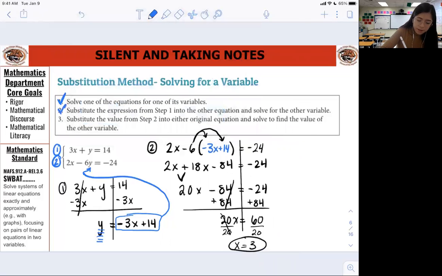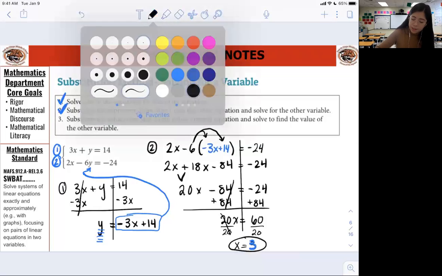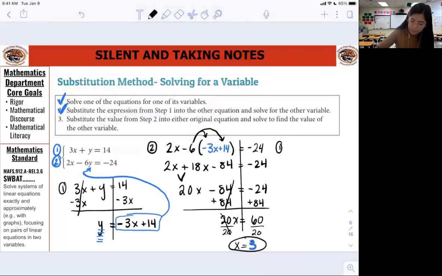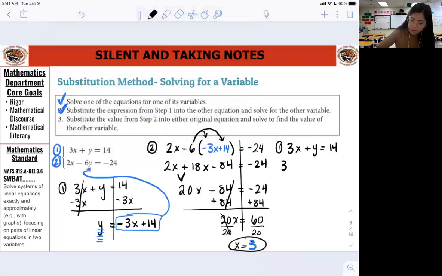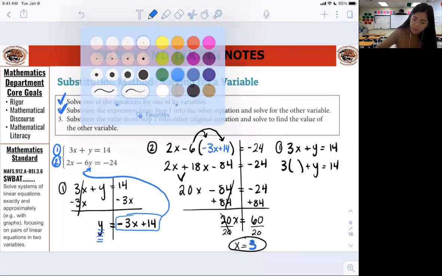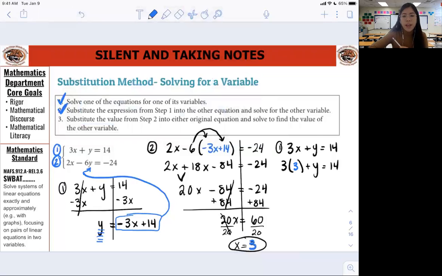Step 2 is done. What do I do now? Plug the 3 into the first equation again. Perfect. We're going to plug the 3 into the first equation. Does it matter which equation you chose? No, but the first one does look a little bit easier, so we might as well. So I'm just plugging in that 3 for x. So 3 times 3. I'm just plugging in that 3 and solving from there. 3 times 3? 9.